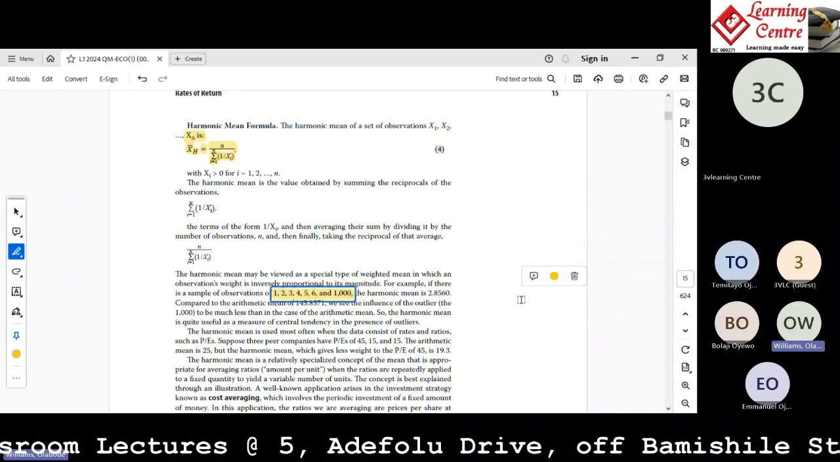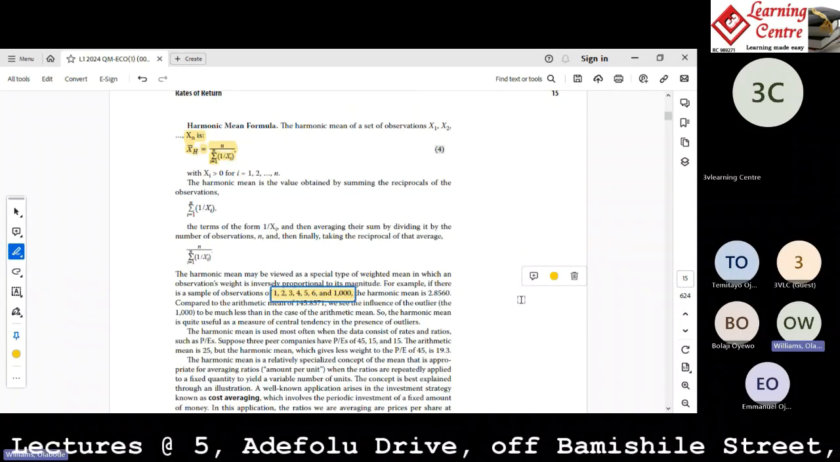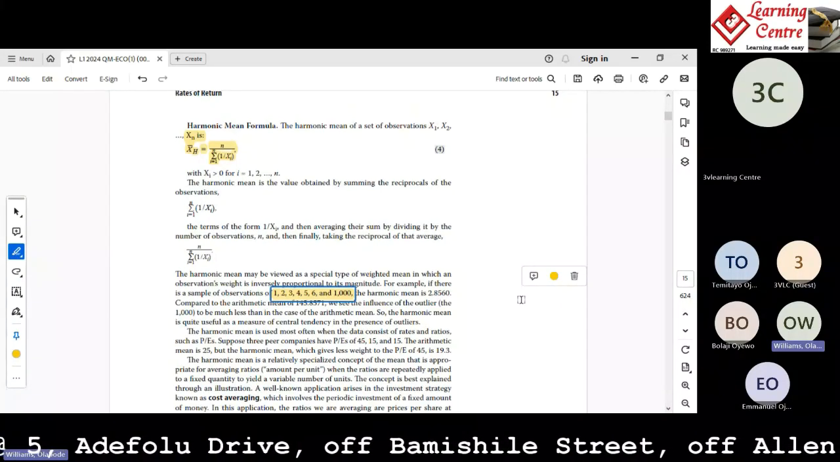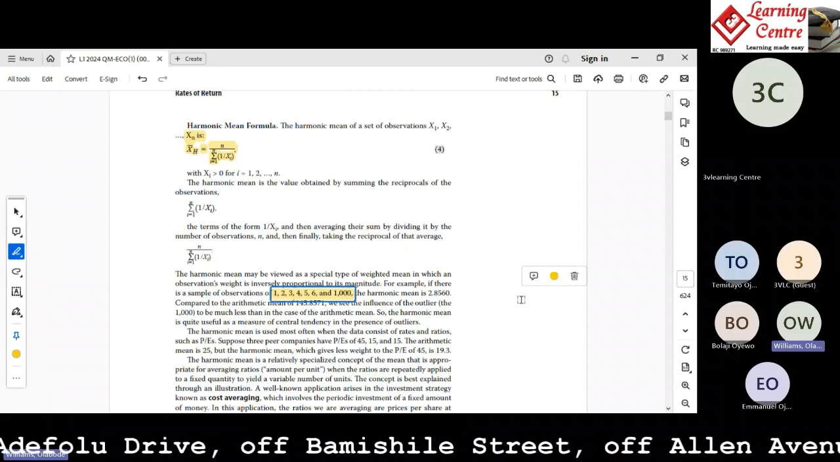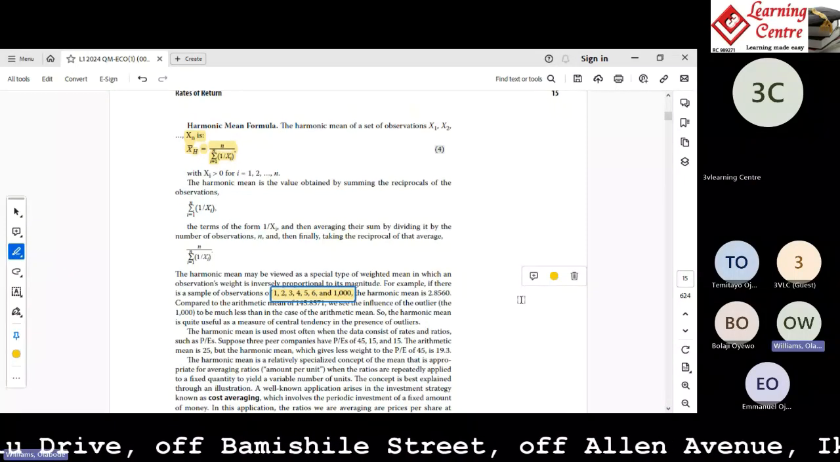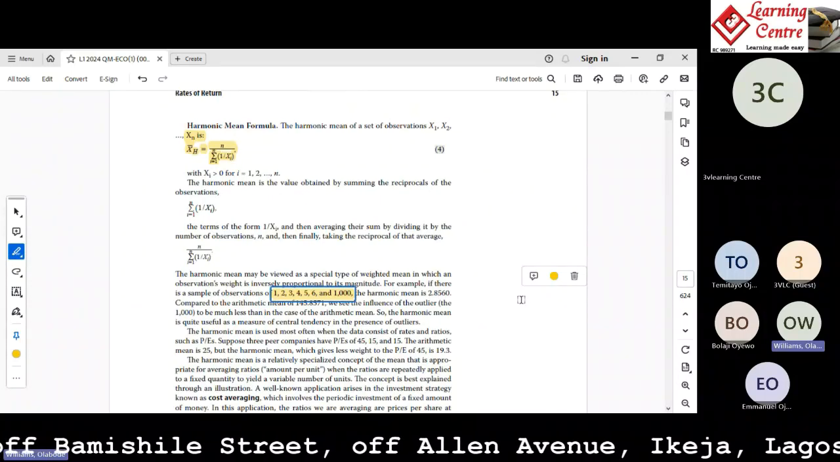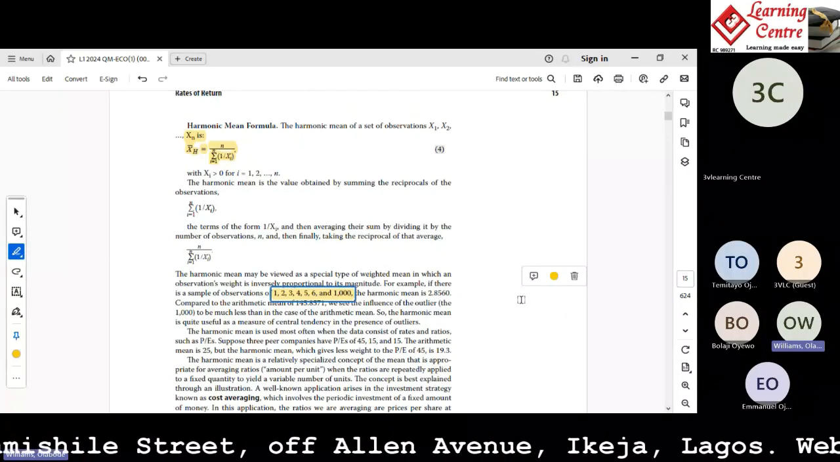6 is the highest number. It's not even up to 10. And then just because you have one number out of the 7, one that is 1,000, your arithmetic mean is 145. So clearly your result has been skewed because of the outlier. The outlier is the 1,000, right?